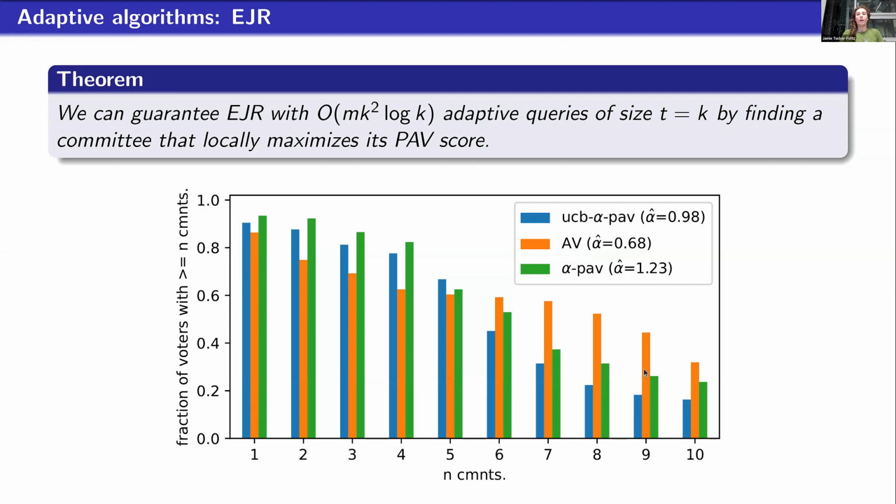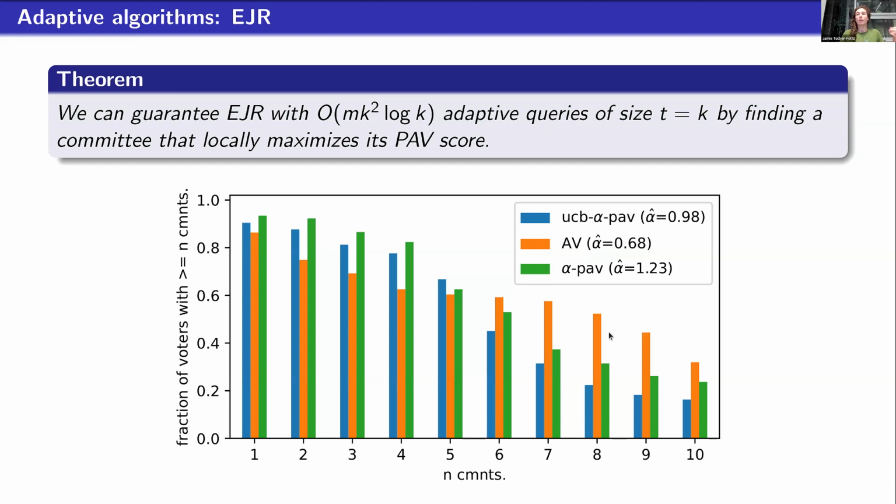Okay, so we do this for a few different algorithms. AV stands for approval voting. That's the naive thing I mentioned before, where we just take the ones that are satisfied by the most number of votes. The blue and the green are various implementations of our algorithm in the noisy query model. And the main takeaway is that these algorithms are more representative than approval voting.